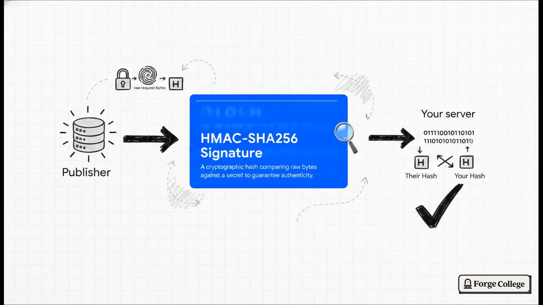But listen closely. You absolutely must compute this on the exact raw bytes. Do not parse the JSON first. If you stringify it, your programming language might add hidden spaces or shuffle the keys around, which totally changes the hash and causes a false rejection. You've got to intercept that raw buffer stream before anything else touches it.